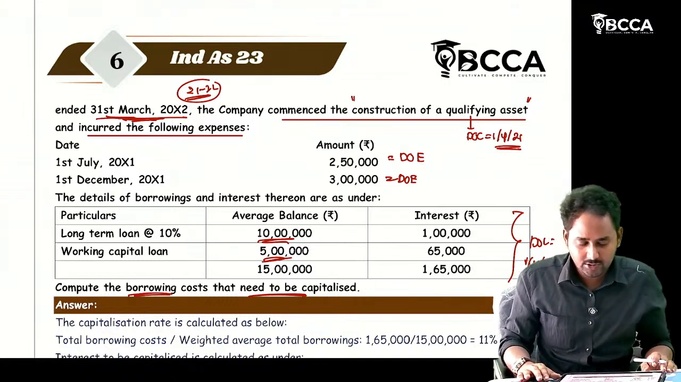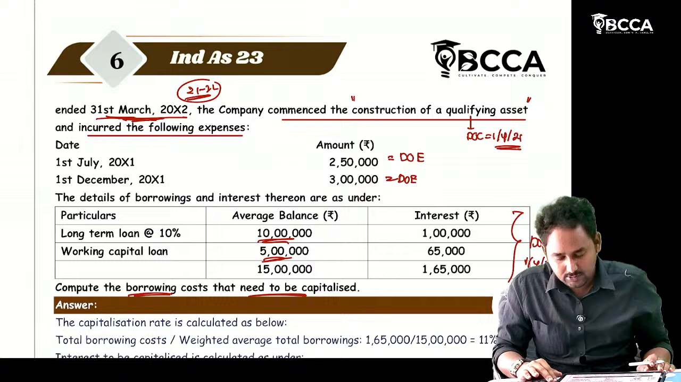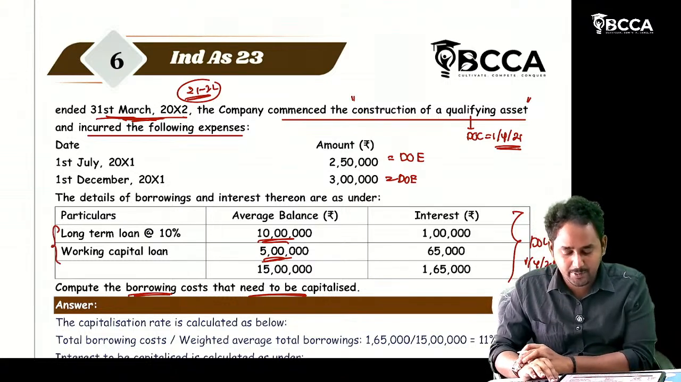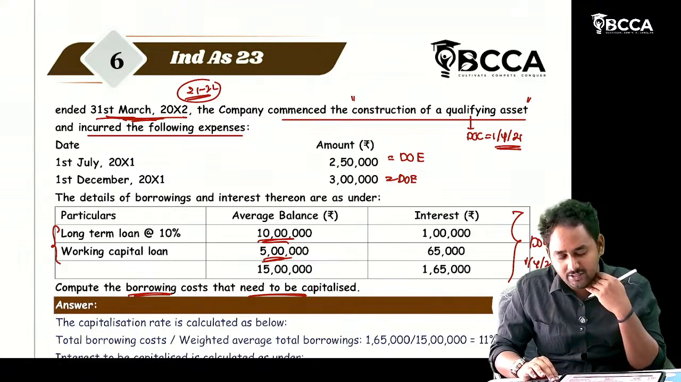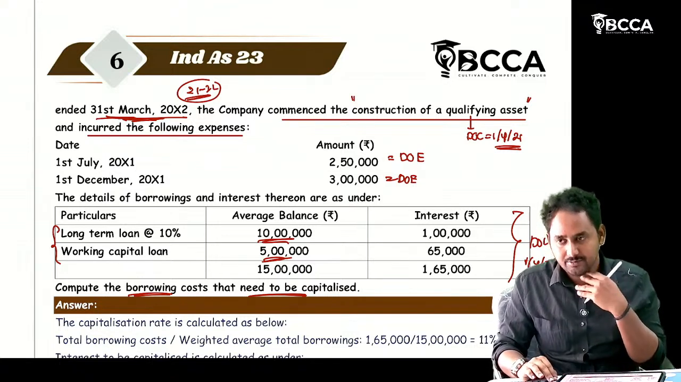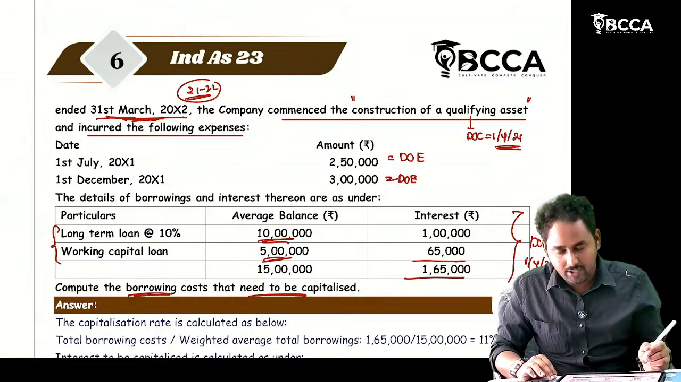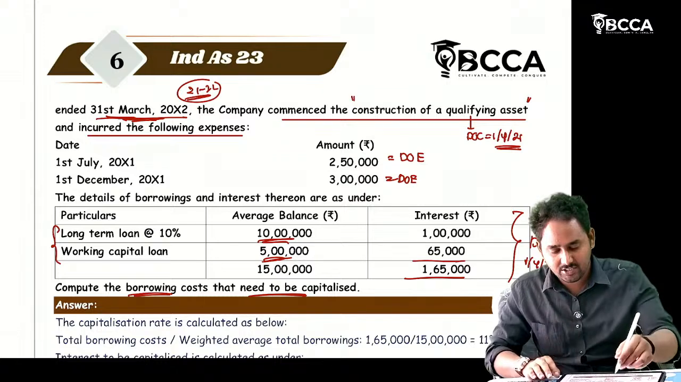Compute the borrowing cost that needs to be capitalized. Now, all these are general borrowings only. There is no specific borrowing. So I need to find out the interest rate, right? Let's see what the formula is for the calculation of the interest.